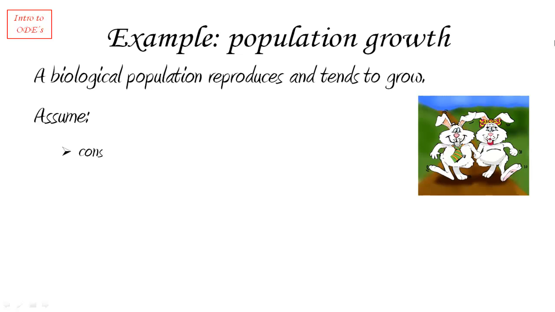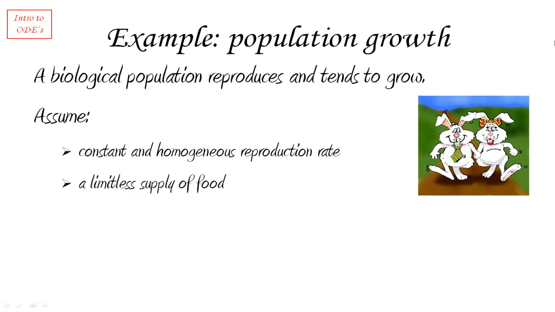The assumptions are the following. First of all, we're going to assume that the reproduction rate is going to be constant, so it's not going to change over time, and homogeneous, meaning that it's going to be the same for all subsets of the population itself. So we're not going to have pockets of highly reproducing elements and pockets of people who are watching TV all the time. The other assumption is that there is a limitless supply of food. So in other words, there is not going to be a problem with lack of food and all the problems that entails. And similarly, we're going to assume that there are no predators that are going to affect the population.